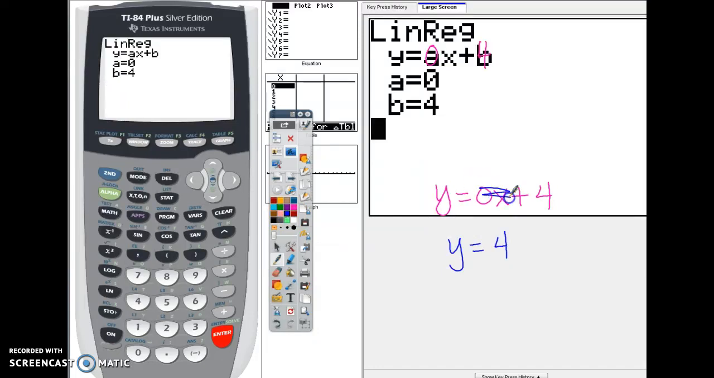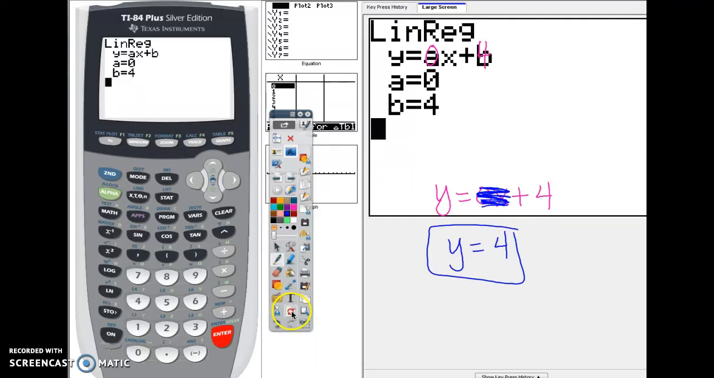It gets canceled. It's not a 1. It just gets canceled. And then it's just y equals 4 like we predicted. Okay? If one of those columns repeats, that's going to be the equation. Okay? For all of them.